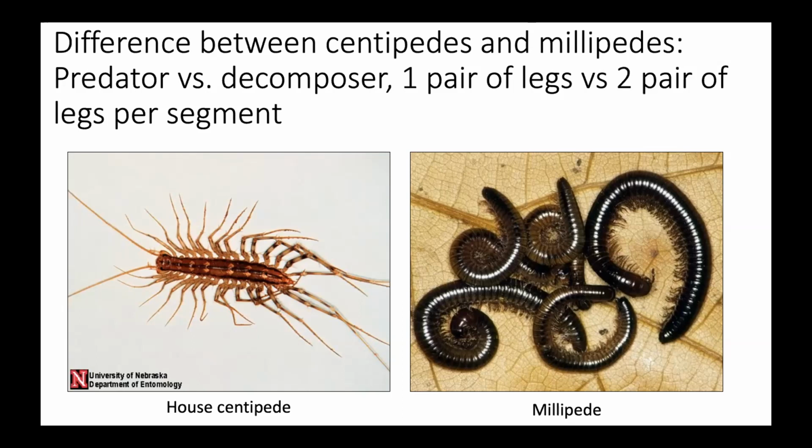On the other side, millipedes are usually a darker color. They can be a cylindrical shape. Often people say they're crunchy if they step on them. So they've got a very tough exoskeleton. And they both have segmented bodies, but when you look at a centipede, each segment has one pair of legs, whereas in a millipede, each segment has two pair of legs.